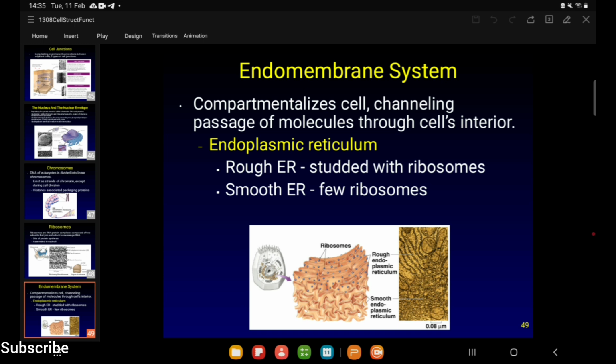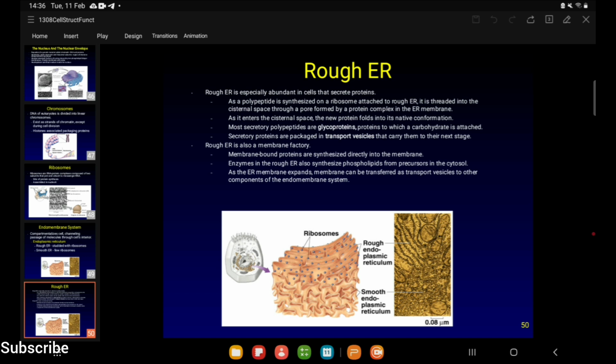Endomembrane system. It compartmentalizes the cell, channeling the passage of molecules through the cell's interior. Endoplasmic reticulum, they have rough and smooth. Rough endoplasmic reticulum is studded with ribosomes, and smooth endoplasmic reticulum has few ribosomes, which make proteins. Rough endoplasmic reticulum is especially abundant in cells that secrete proteins.